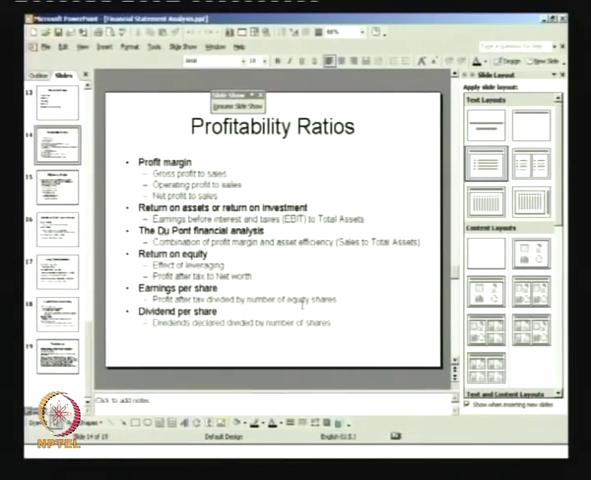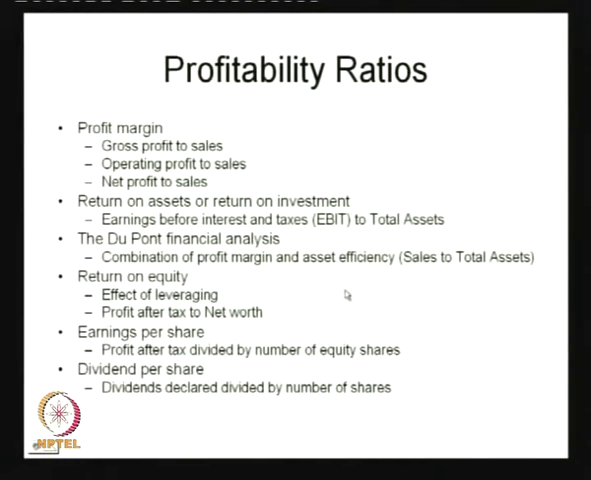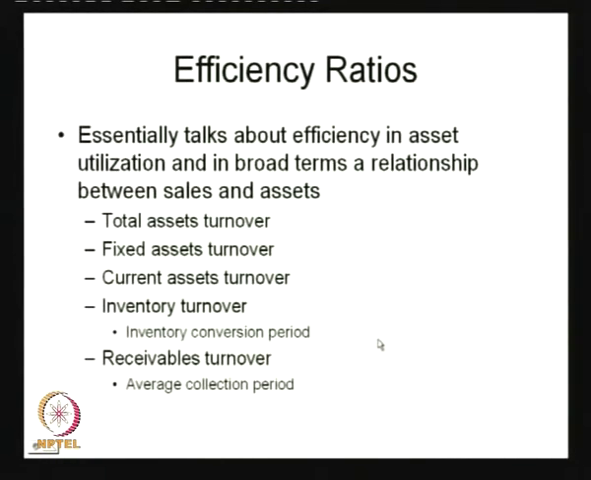Then we move on to the next category of ratio, that is the efficiency ratio of the company. When you say efficiency ratio, we talk about the efficiency in asset utilization, the efficiency in terms of the relationship between the sales and the assets. In this we have different classifications: total assets turnover, fixed assets turnover, and current assets turnover.